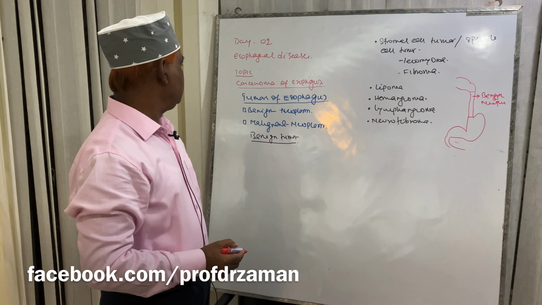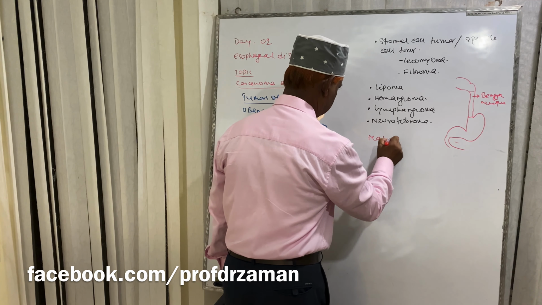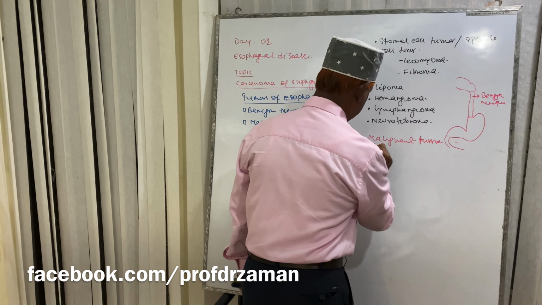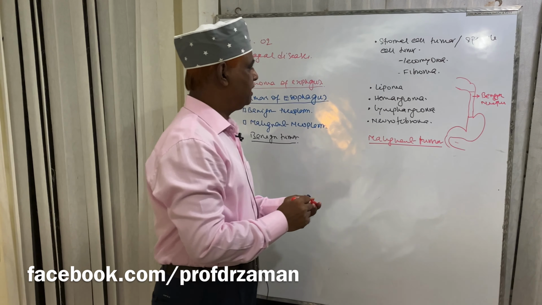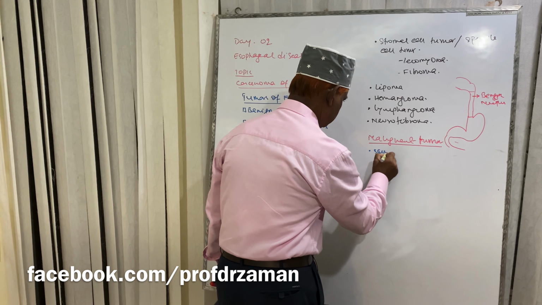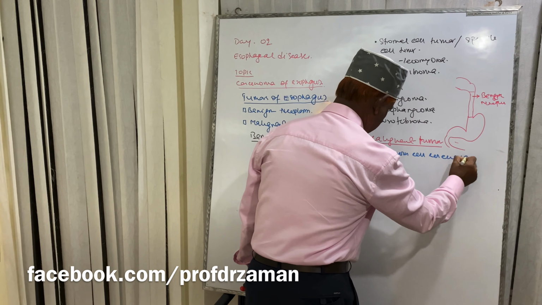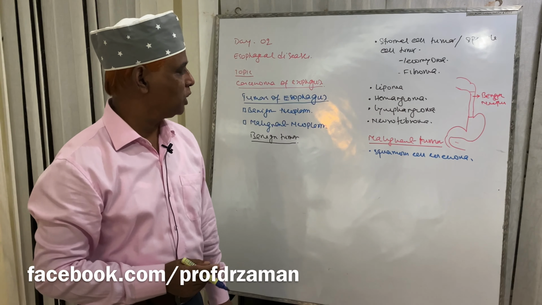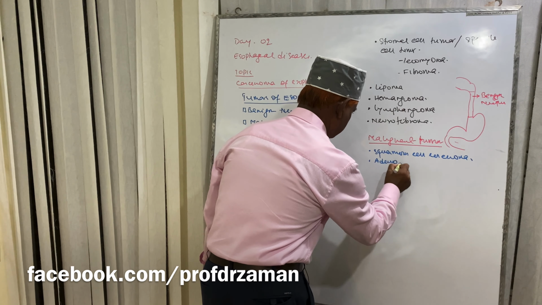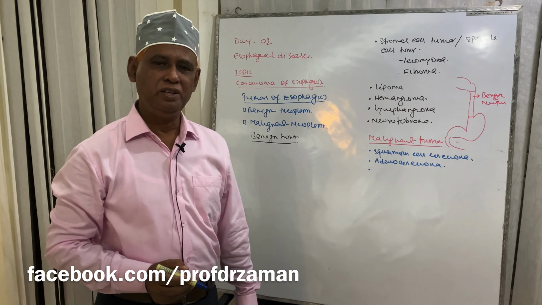Now come to malignant neoplasm of esophagus. The malignant tumors may be squamous cell carcinoma, and this is the commonest malignant tumor of esophagus. There may be adenocarcinoma, there may be undifferentiated carcinoma.